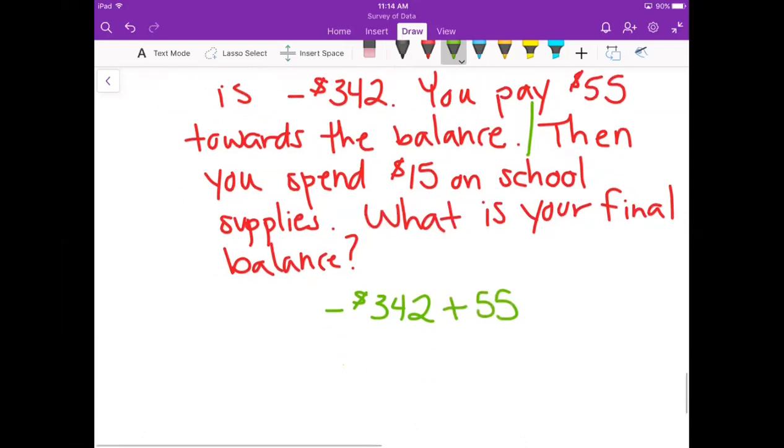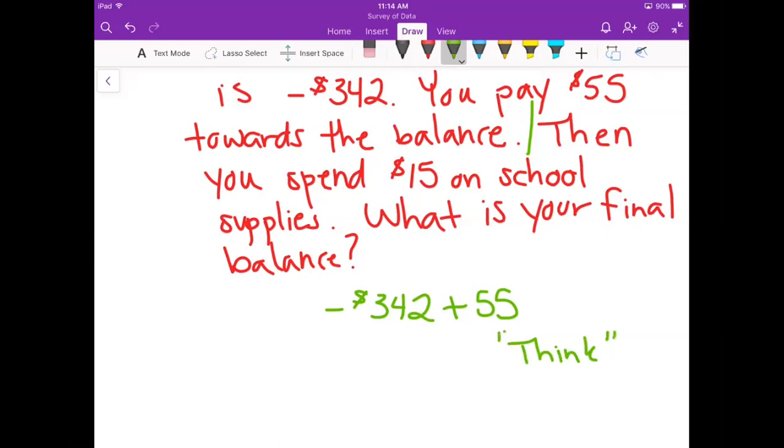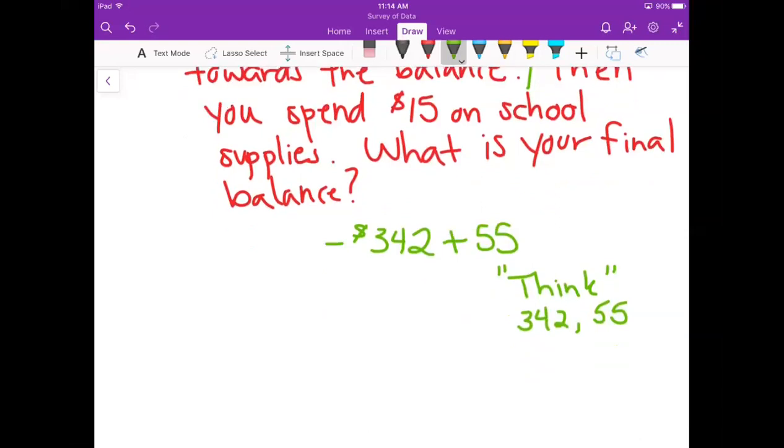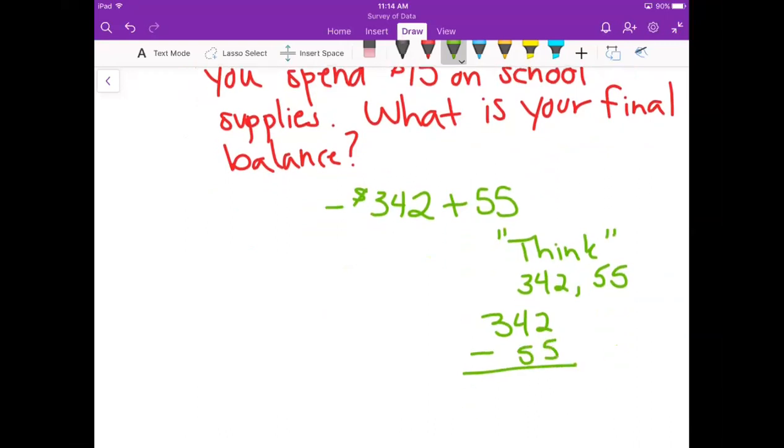Okay, so I need to take negative 342 plus 55. That's a negative number plus a positive number. So again, I think in terms of absolute values. My 2 numbers are 342 and 55. The bigger one is 342, so I need to subtract 55 away. Go ahead and do that subtraction problem. You're going to have to do some borrowing, right, if you're doing this by hand.